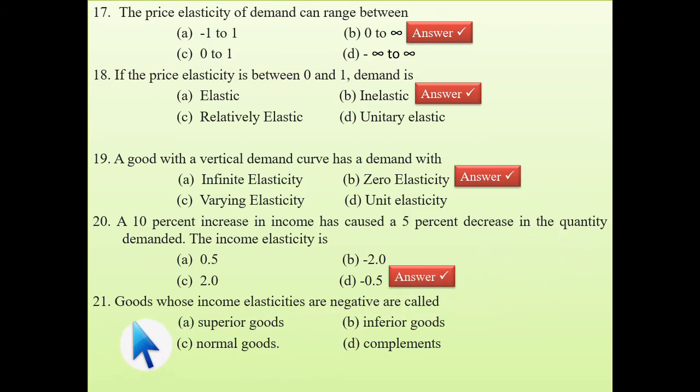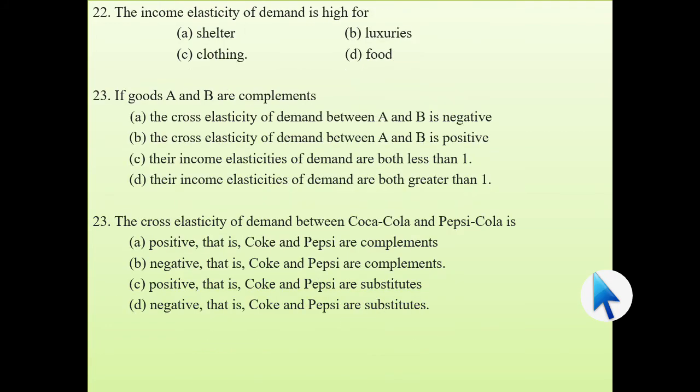Next is goods whose income elasticity are negative are called inferior goods. Why negative? Because when our income increases, we will go for consuming less of this kind of goods. Okay, so there it is negative. Next is the income elasticity of demand is high, obviously for luxuries, because in case of luxury, if our income increases, we will purchase more of that. Yes or no? Like laptop, iPhone.